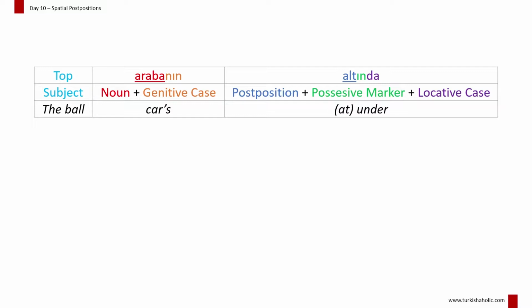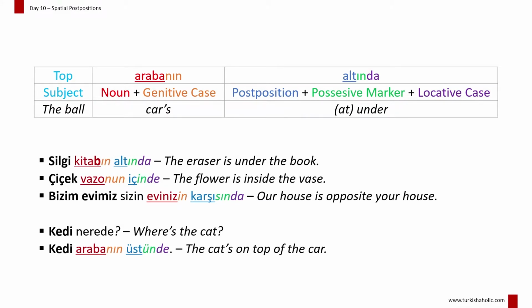It is really important that you master the genitive case and the possessive topic before you continue with this lesson. If you haven't understood it enough, please go back to day 6 to review it. Let's see some more example sentences. Silgi kitabın altında. Çiçek vazonun içinde. Bizim evimiz sizin evinizin karşısında. Kedi nerede? Kedi arabanın üstünde.